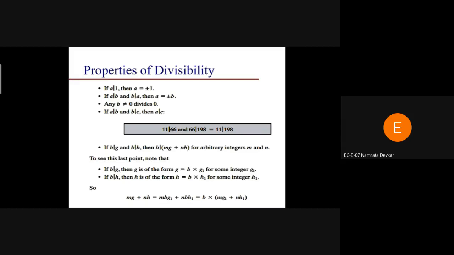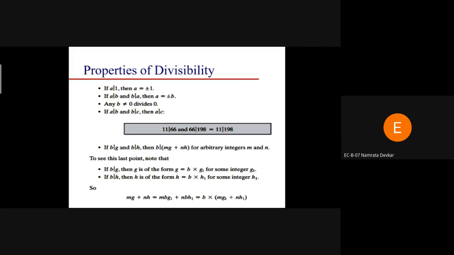If a number is divided by 1, it might be a positive number or negative number. Similarly, if a is divided by b and b is divided by a, the two numbers can be divided by each other. We can take the example of 10 and 20. 10 can be divided by 20 also, and 20 can be divided by 10 also. In that case, we can say that a is equal to positive or negative b. So we can take a positive integer as well as a negative integer.